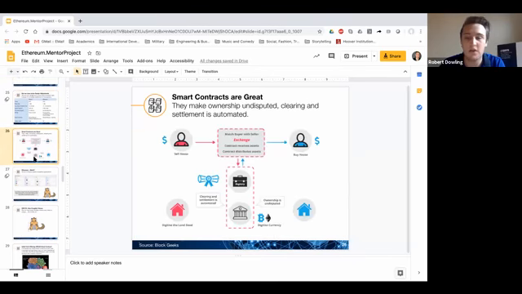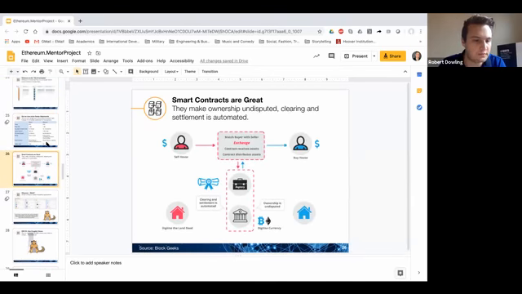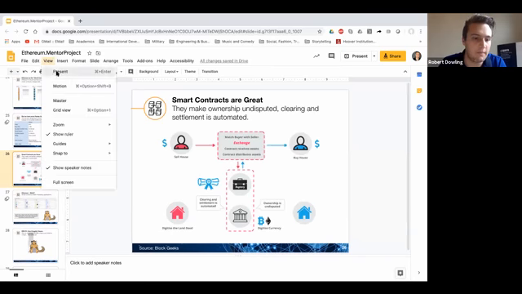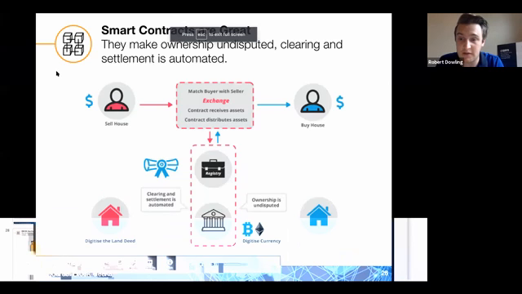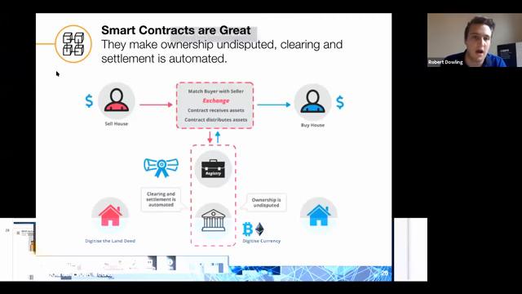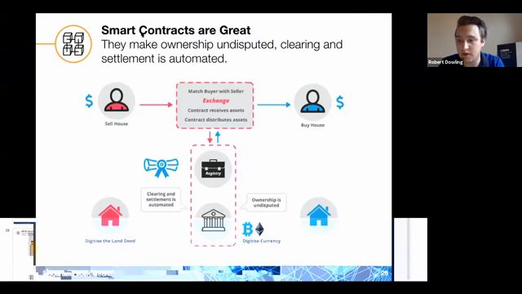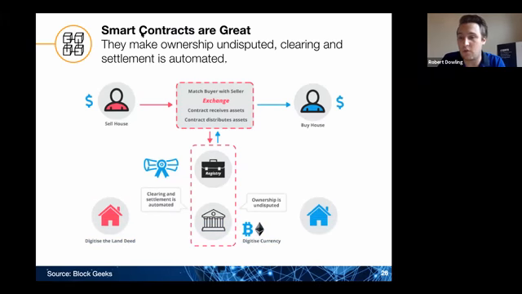Okay. So what can we do with these smart contracts? Well, some fascinating things can be done, some fascinating use cases. First of all, they make ownership undisputed. So you can actually automate the clearing and settlement process.